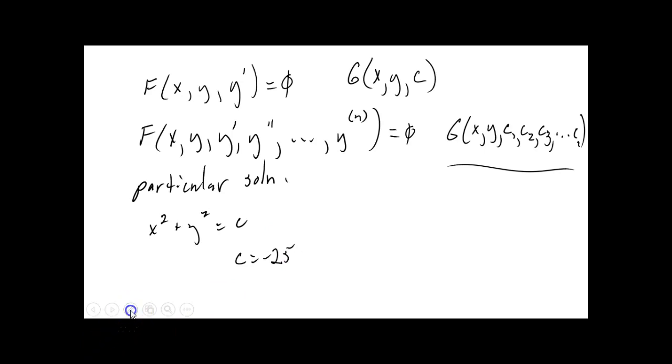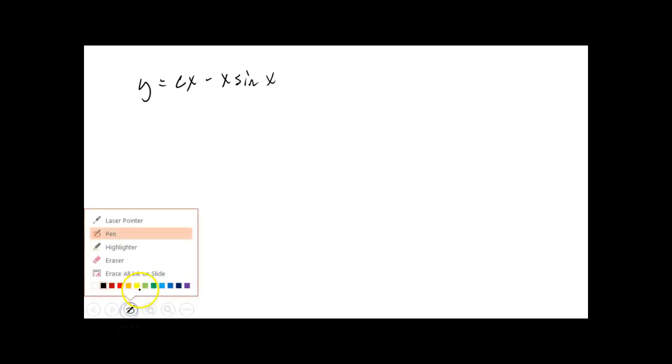Now, here's another kind of nebulous example. Here is a solution they're telling us: y is equal to Cx minus x sine x. No, I'm sorry, minus x cosine x.